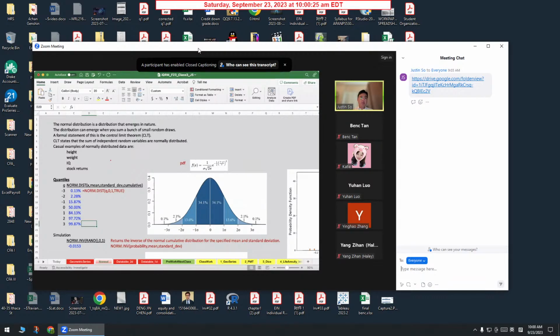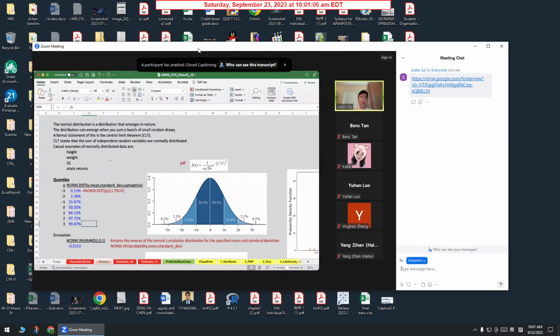But the core statement is that the sum of independent random variables, because we draw random samples that become independent, is actually normally distributed. The casual examples I mentioned are the height and weight of people, or IQ, or even stock returns, which are not a natural phenomenon, but if you take a long time period and a lot of stock returns data, it shows something similar to the normal curve.